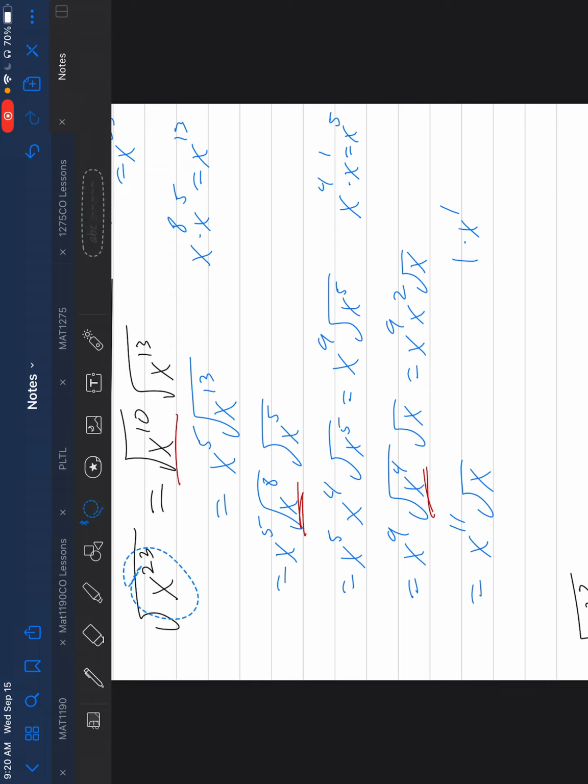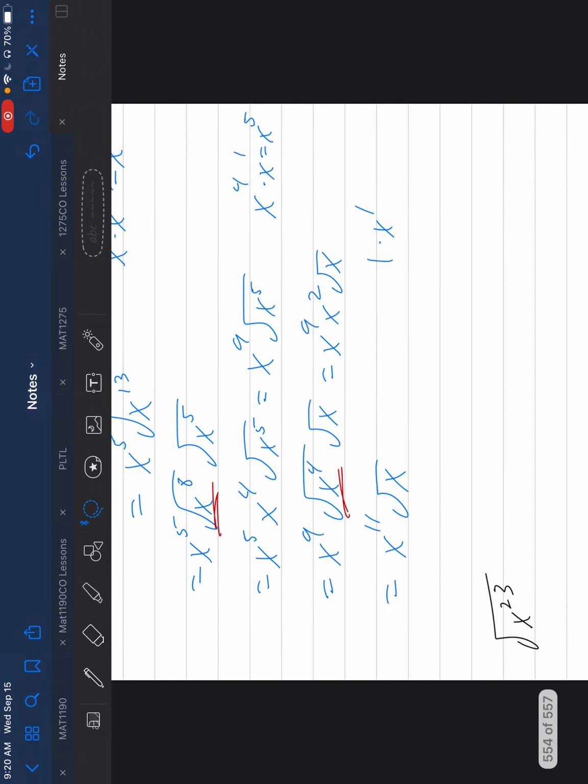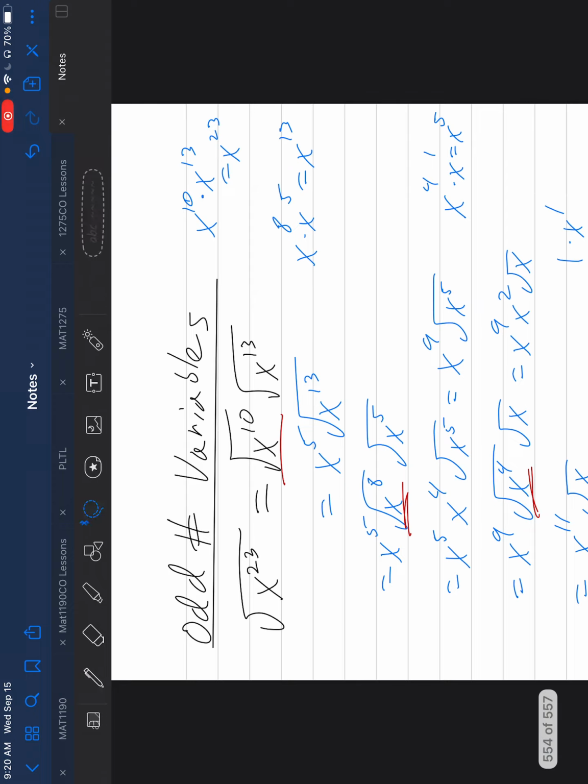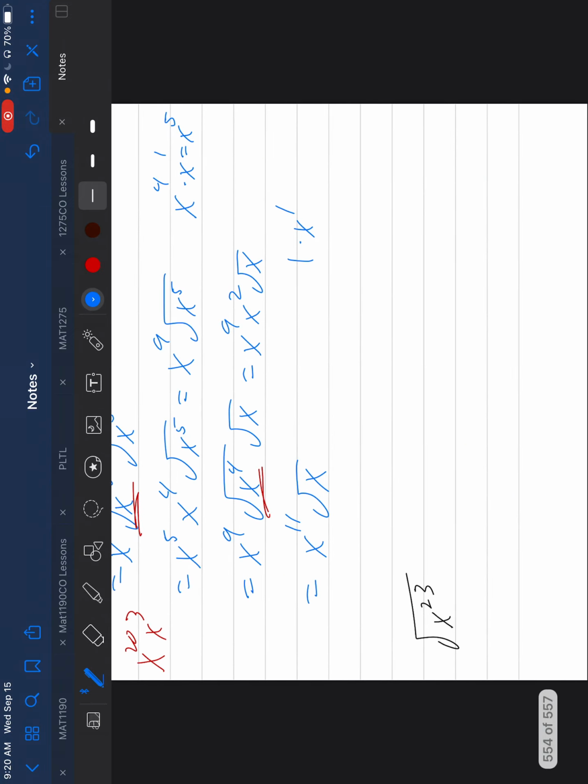So is an odd-numbered exponent significantly longer than an even-numbered exponent? Well, depends on how you look at it, because let's go all the way back to the beginning. I wrote down 10 and 13, but why? Why did I write down 10 and 13? Could I have written down something else, maybe x to the 18th and x to the 5th? Could I have written down x to the 20th and x to the 3rd? Could I have used x to the 22nd power and x to the 1st power?